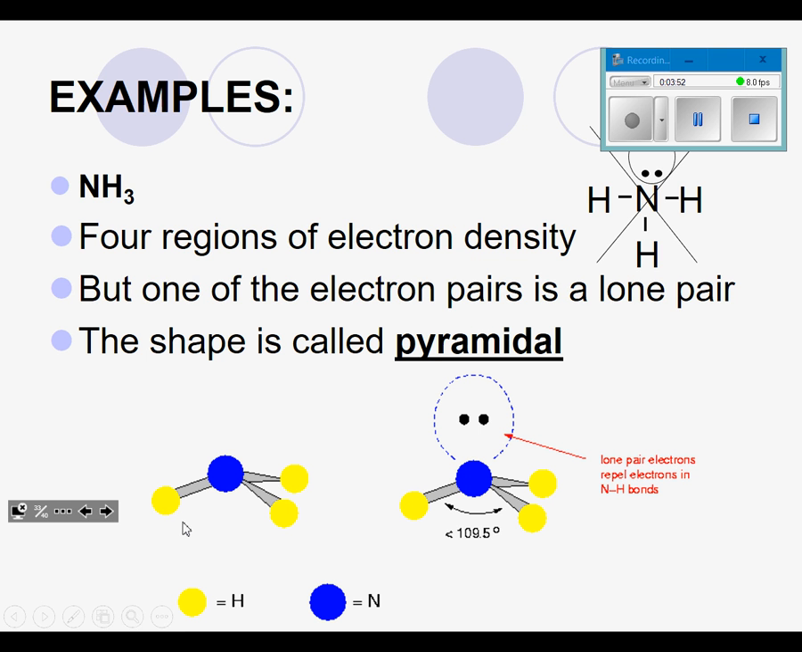So that creates what we call a pyramidal shape. So when you're trying to figure out the shape, if you have 3 elements bonded to the central atom and a lone pair, then that would make it a pyramidal. Okay, when we had 4 elements, remember, bonded to the central atom and no lone pairs, that was tetrahedral.